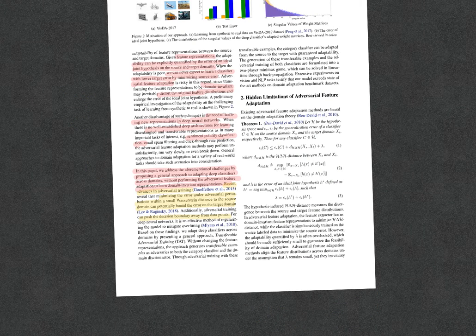Now let's look at figure 2. So they bring an example of a case focused on such approaches. On this part, you are seeing the VisDA 2017, which is a task of domain adaptation from synthetic images to real images. Now what they do is that first they want to measure the adaptability.